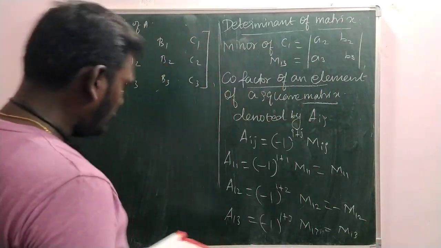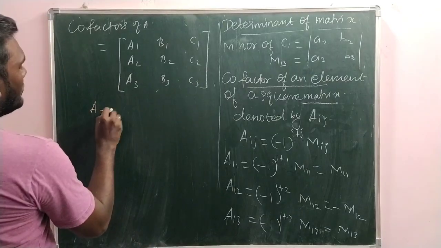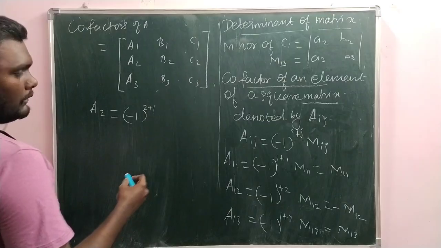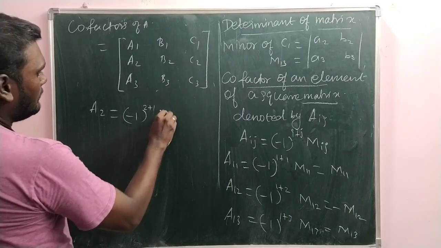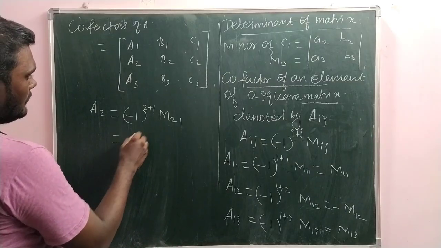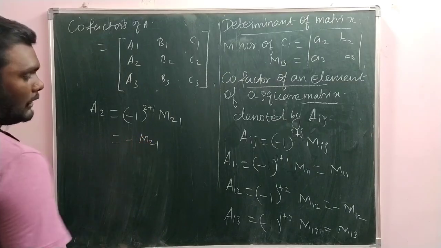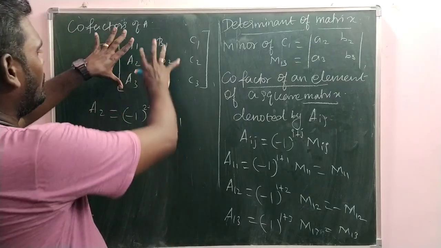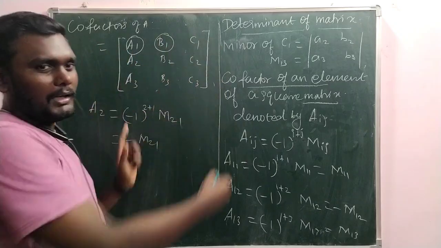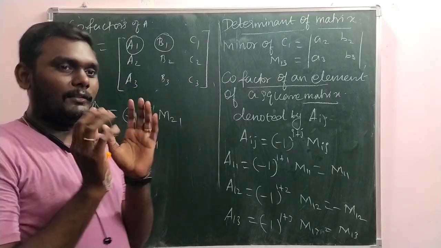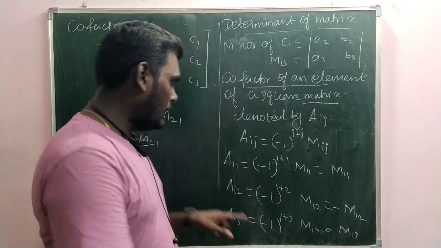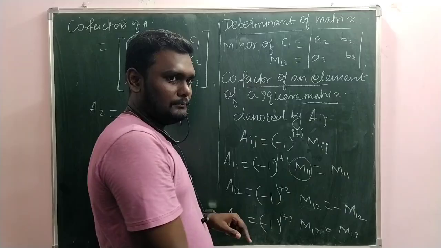See, simply if we take A2, that is (-1)^(2+1), this is M21. M21 means this is odd, minus of M21. This is the cofactor of the first element, this is the cofactor of the second element. I wrote the cofactor matrix. That's all. Cofactor means it is a value, it is not a matrix. Determinant means a value only, right? This M11 and all, one value will come.